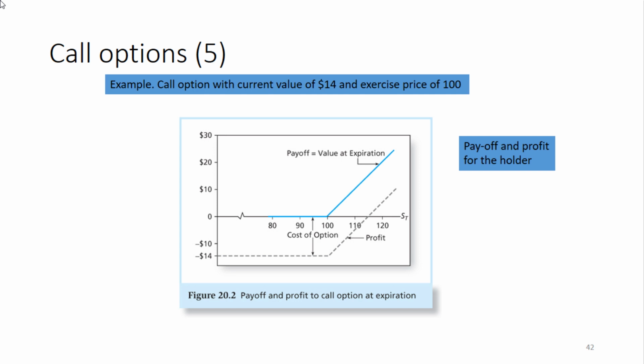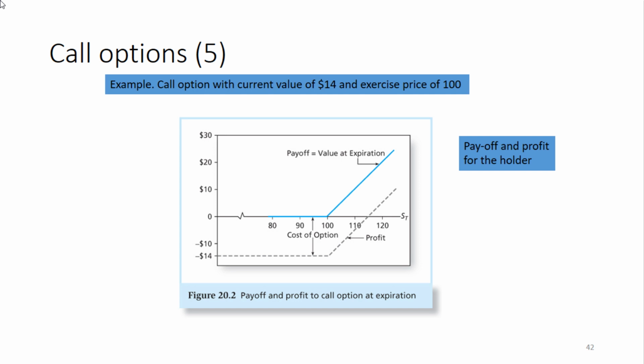Then at 100, where the exercise price is equal to the price of the underlying share, that's the turning point. If the share price at maturity is higher than the exercise price, then there will be a positive payoff, so a cash flow will occur. For example, if the underlying is 110 and the exercise price is 100, then there will be a cash flow of 10. And if the underlying is 120 and the exercise price is 100, then there will be a cash flow of 20. It's linearly increasing. That's the payoff.